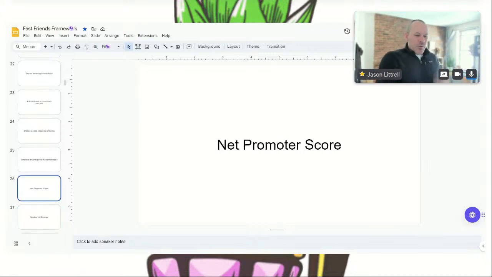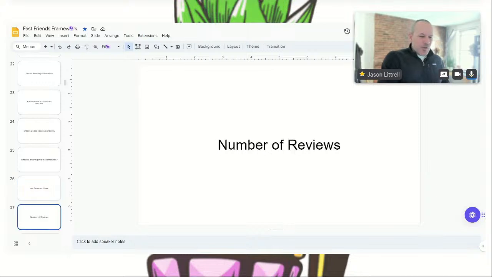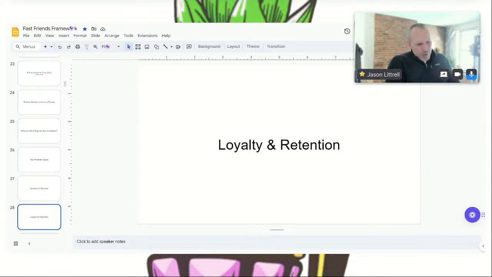We'll get into Net Promoter Score in just a little bit, but we're also looking at the number of reviews. We want the number of reviews to grow and increase as the days and weeks go by. And we're looking for loyalty and retention, which means just bringing a friend by. There's a bunch of different things that you can do to influence these different elements.